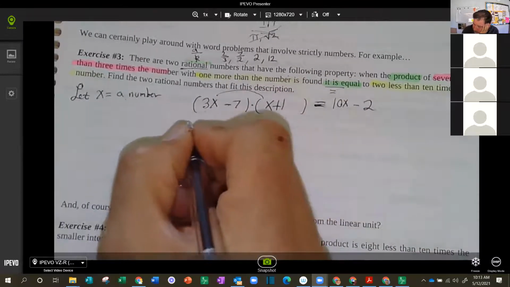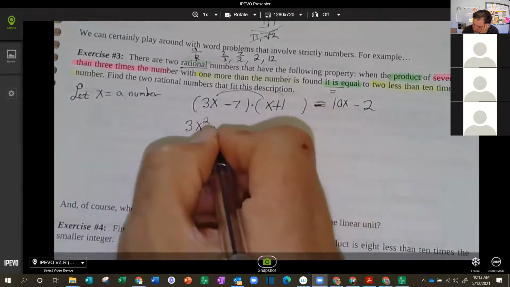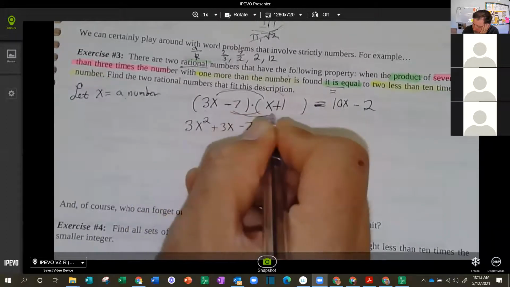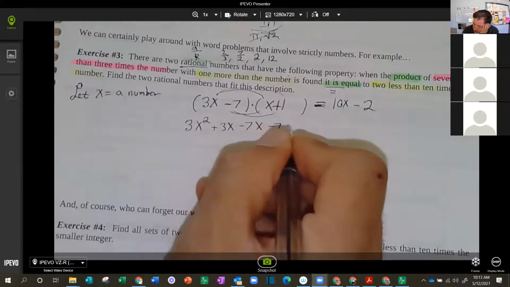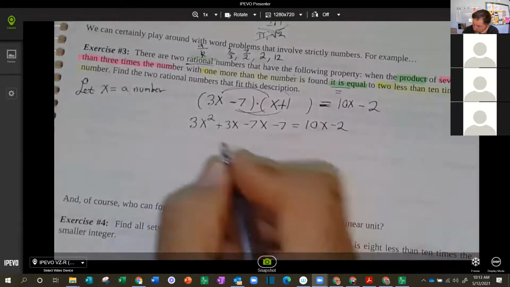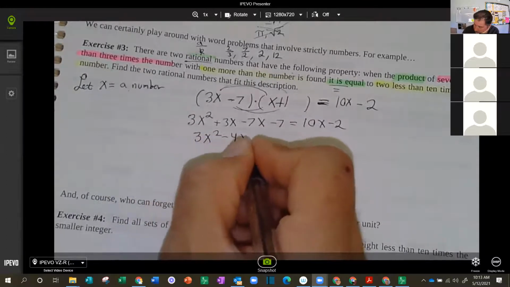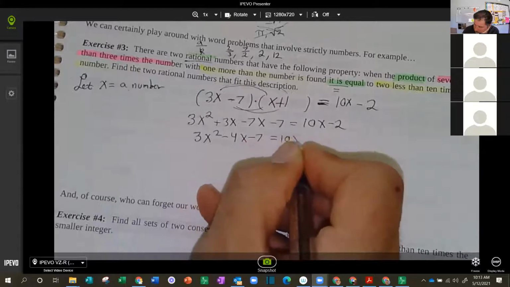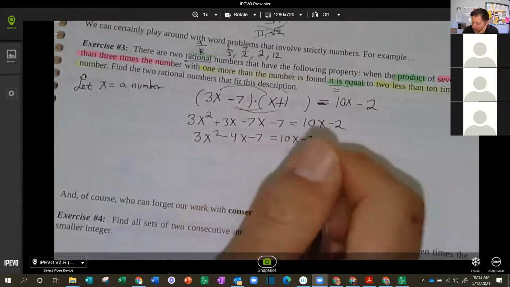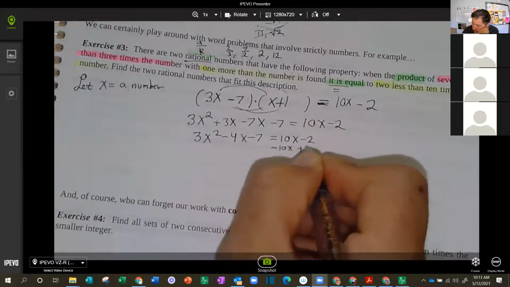3x times x is 3x squared. 3x times 1 is 3x. -1 times 7 is -7x. -7 times +1 is -7. All right, I'm going to combine like terms. And then I'm going to set it equal to 0. There's 2x terms, so I can't just solve for it. So I'm going to -10x from both sides and add 2 to both sides, all in one step.